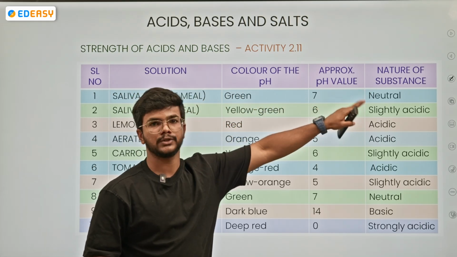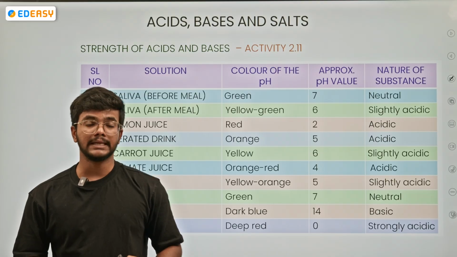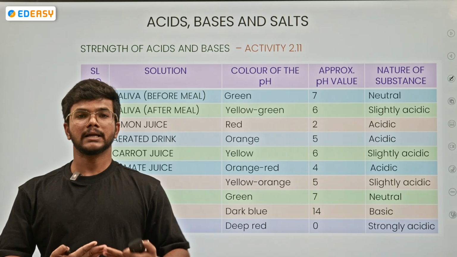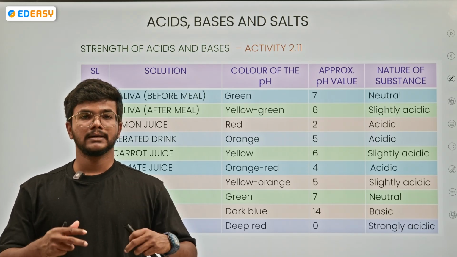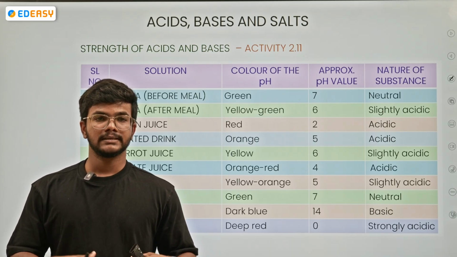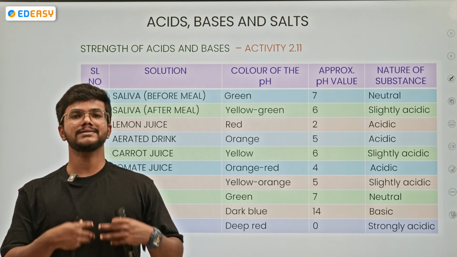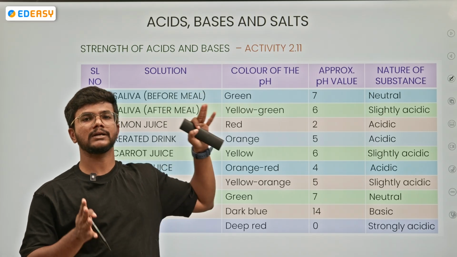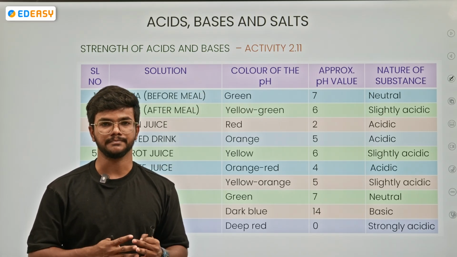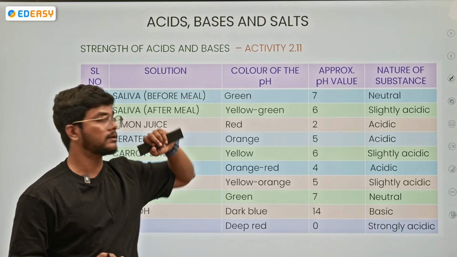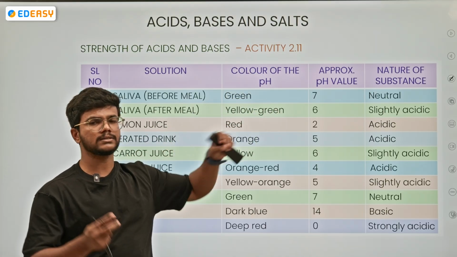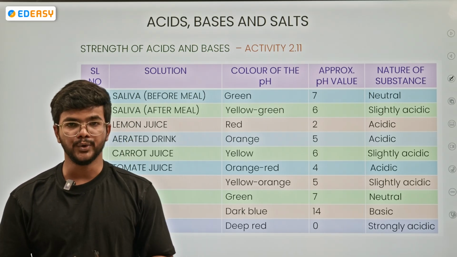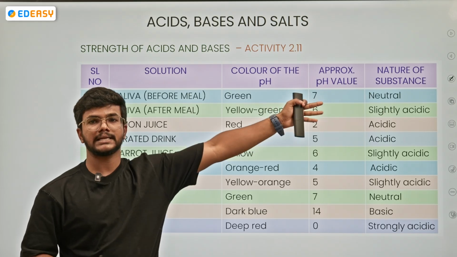It is neutral. Before a meal, if there is a hunger pang, when acid is released in the stomach, it gives acidic nature. When acid fumes react with the saliva, it gives an acidic nature. But before a meal without a hunger sensation, it gives green and it is neutral. Whereas after a meal, yellow green, because slightly the acid is being released in the stomach to digest the food. So that is why it is yellow green, slightly acidic.